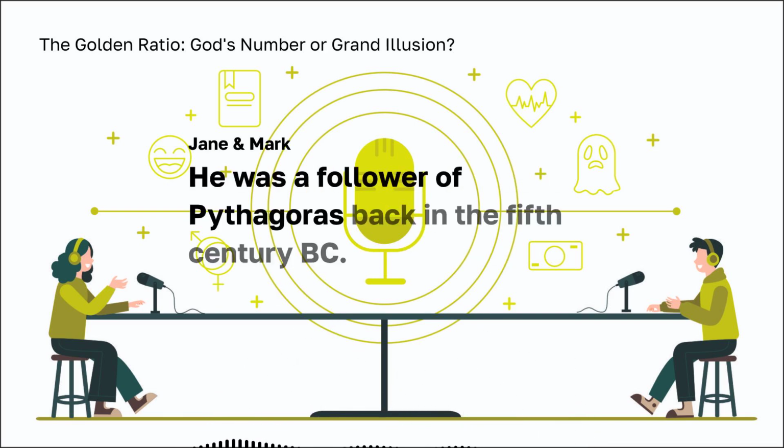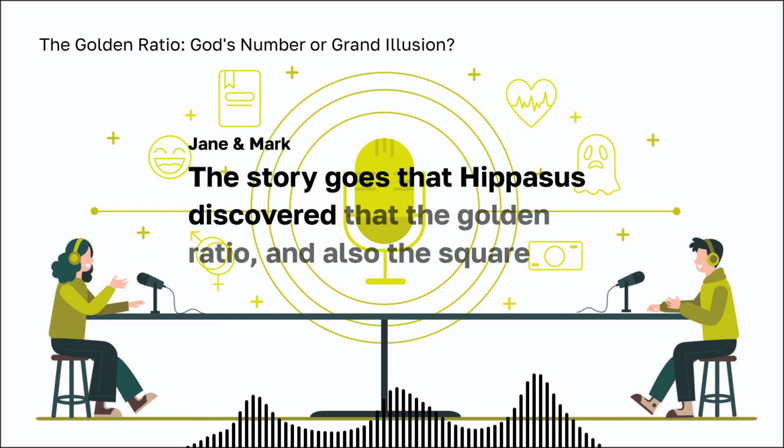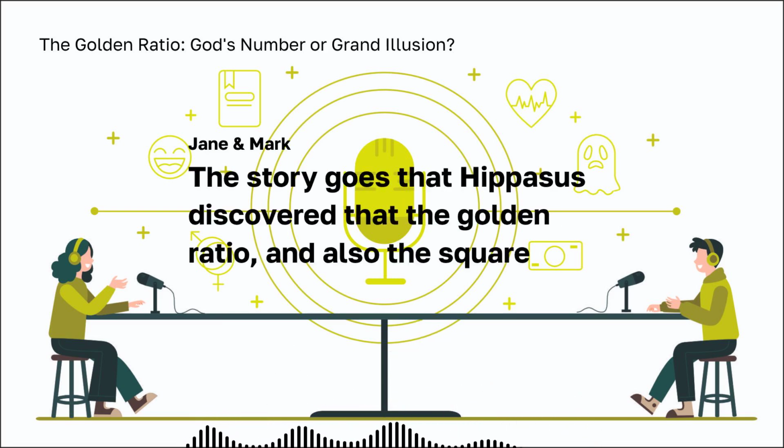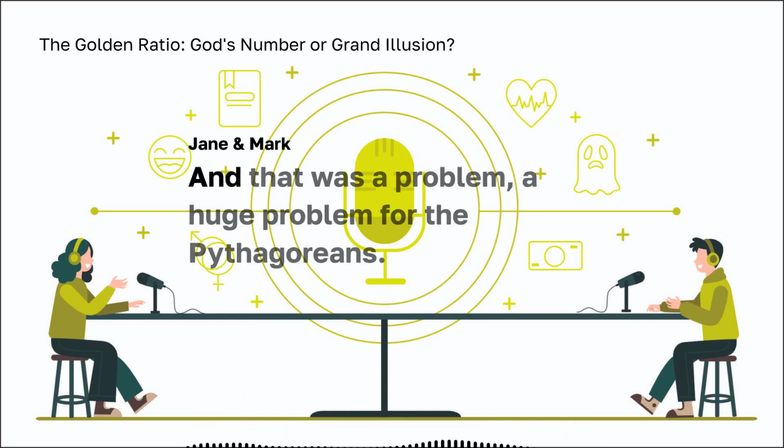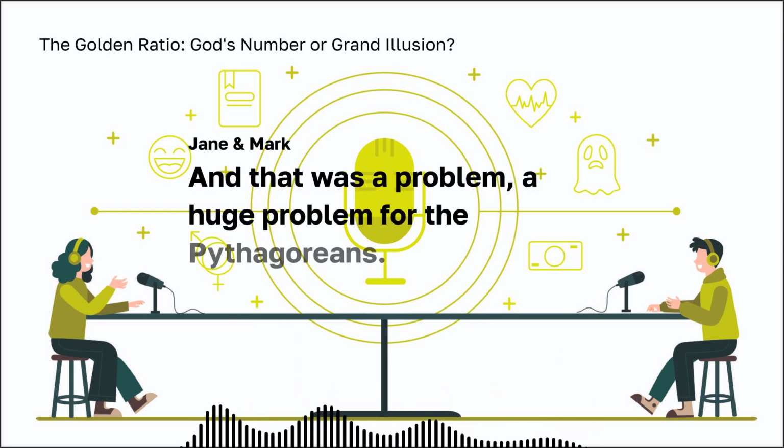He was a follower of Pythagoras back in the 5th century BC. The story goes that Hippasus discovered that the golden ratio, and also the square root of 2, were irrational numbers. They couldn't be written as simple fractions. And that was a big problem. A huge problem for the Pythagoreans.